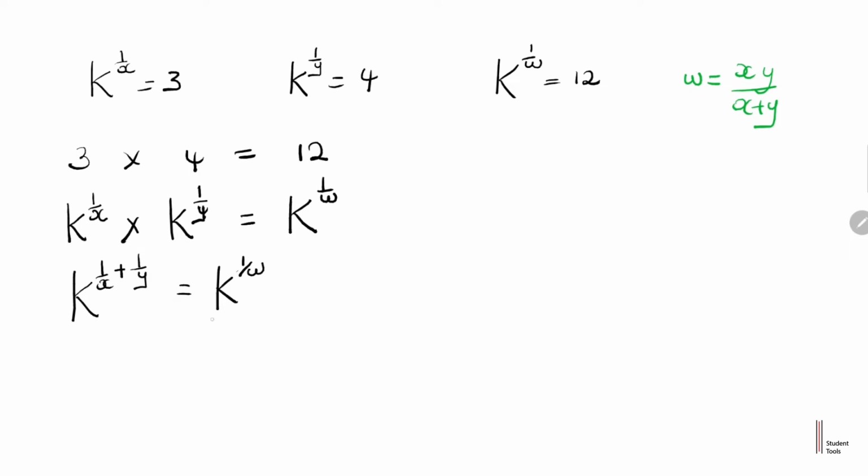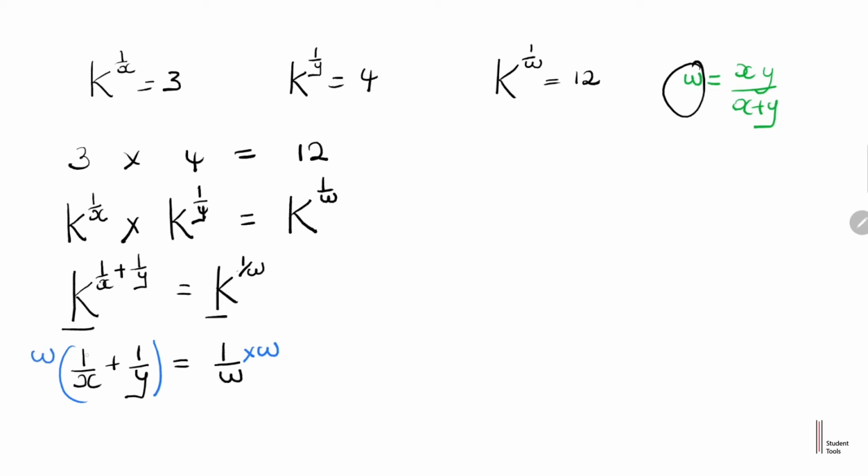So now that we have this, we have the same bases. It means we can drop them. 1 over x plus 1 over y is equal to 1 over w. Since we are proving w, we want to make w the subject. So how are we going to do that? Let us first get rid of the denominators. So let us first multiply everything by w. So we will multiply with w here and also multiply this with w.